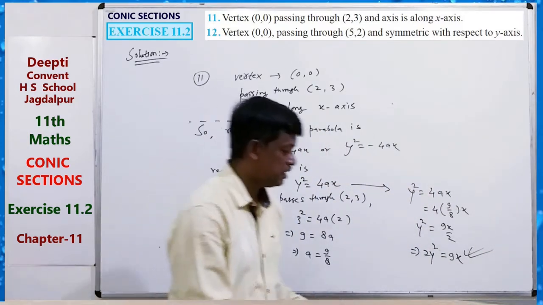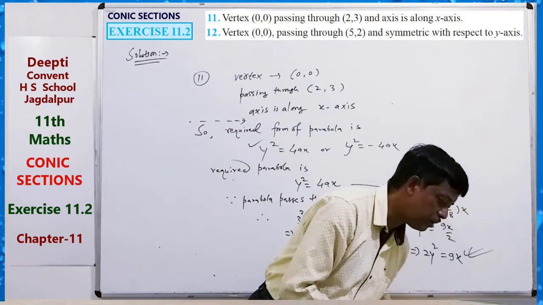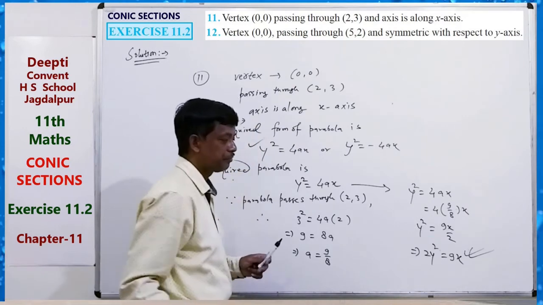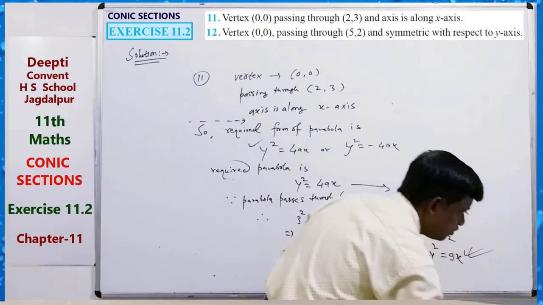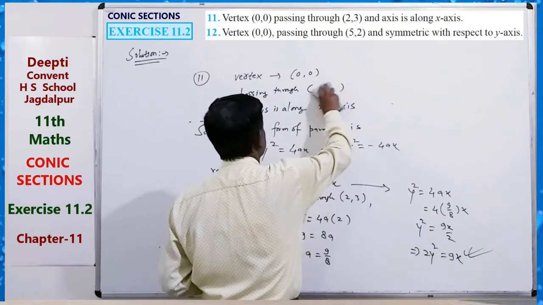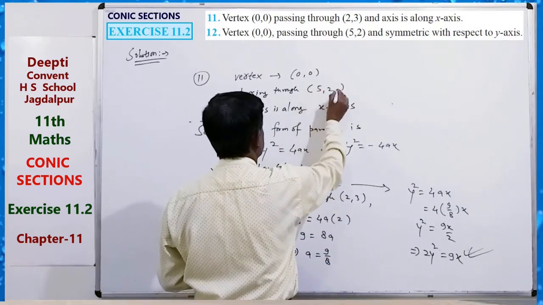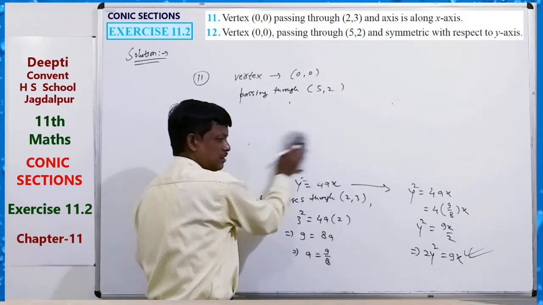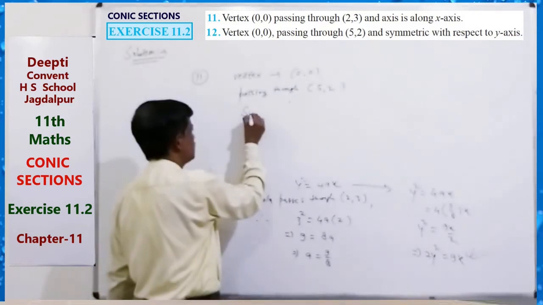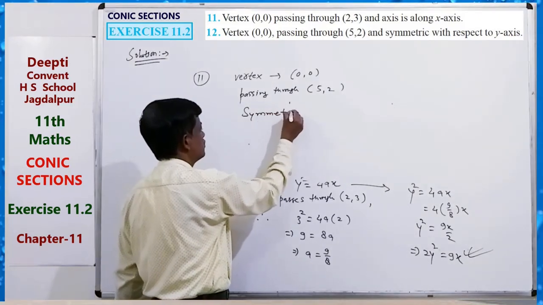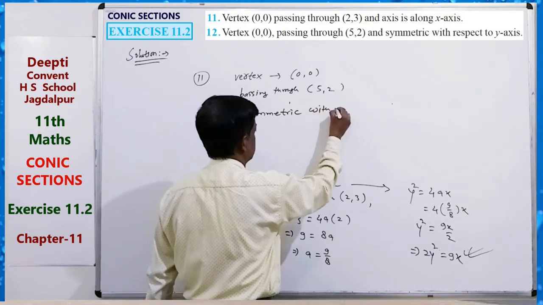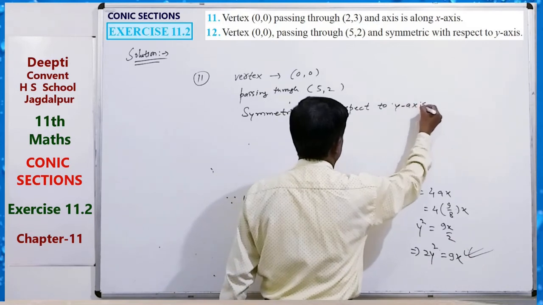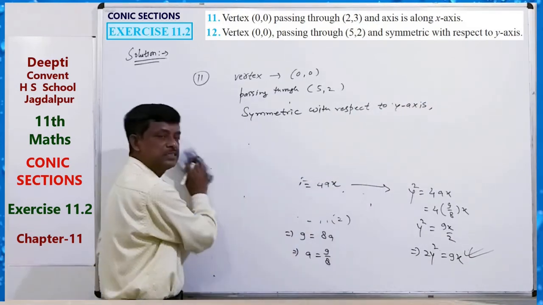Clear? Similarly, the last question. Vertex (0, 0), passing through (5, 2), and symmetric with respect to the y-axis. These three things are given.